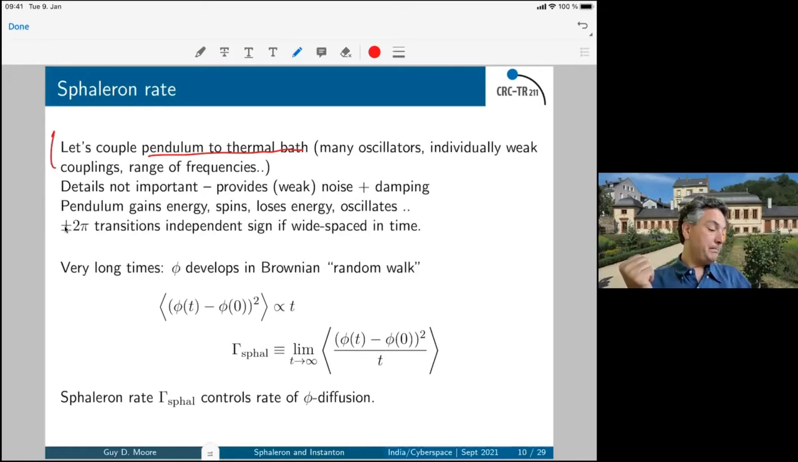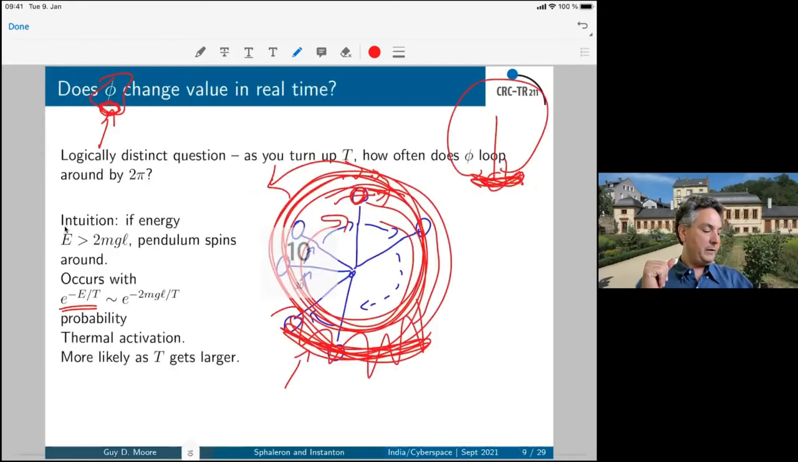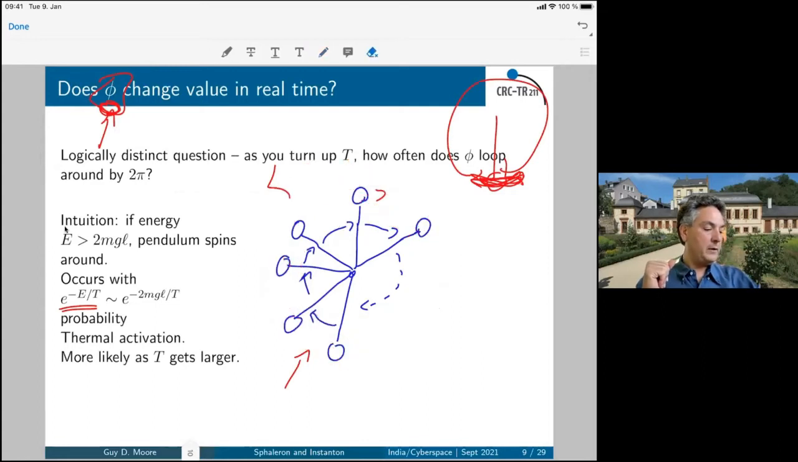Okay. So sometimes the pendulum gains some energy, enough to go over the top, and then it'll spin, it'll lose some energy, it'll bounce around at the bottom again, and then it'll gain some energy and be able to go around the top again. So we'll have occasional 2π transitions. And if I wait long enough, those transitions will be independent of each other. It might fly around the circle clockwise one time, and then a while later, it will instead fly around counterclockwise.